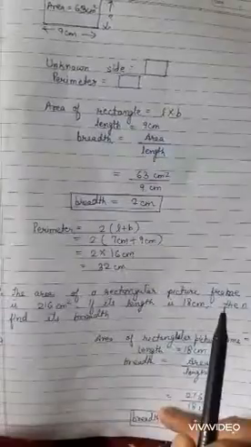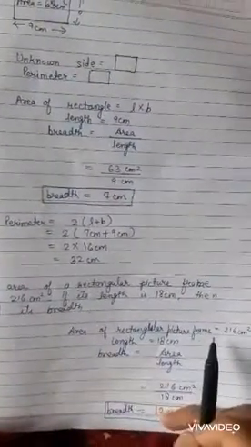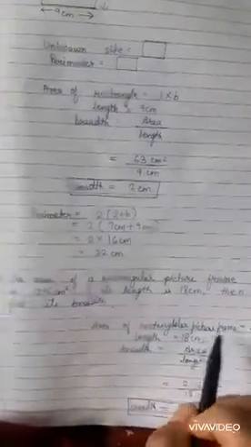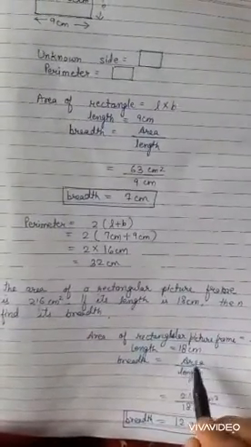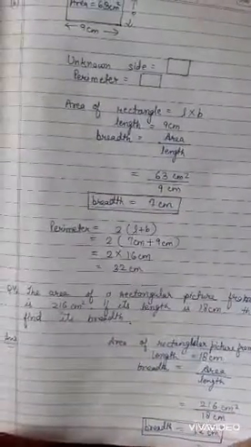The area of rectangular picture frame is 216. So area of rectangular picture frame is 216 and length is 18 centimeter. Here it is asking for breadth. So breadth is equals to area upon length, that is 216 divided by 18, breadth is 12.